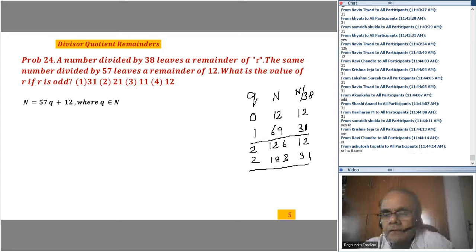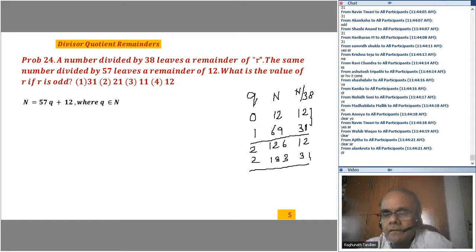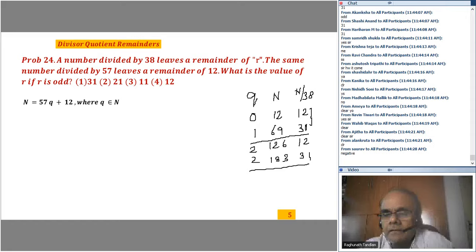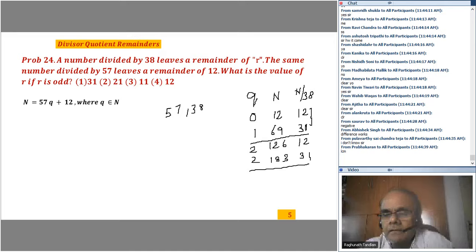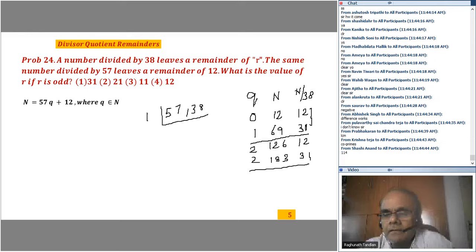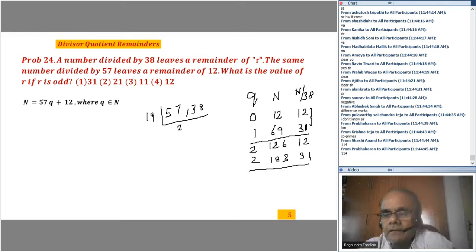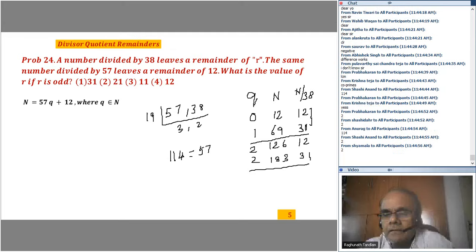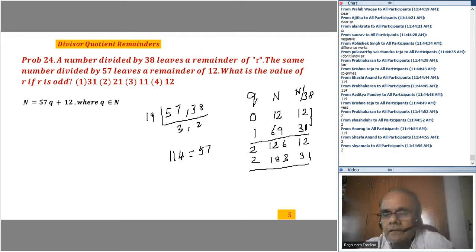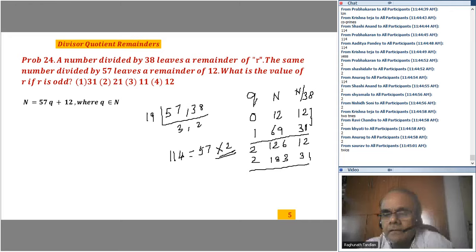Why only two remainders? Can anybody tell me why two remainders only? How many of you know? What is the LCM of 57 and 38? 114. 114 is how many times 57? Twice. Therefore, only two remainders are possible. Note down this. Only two remainders will be possible. One will be even, one will be odd.